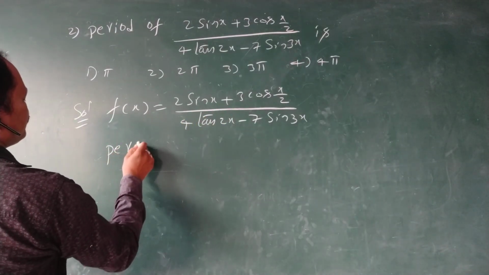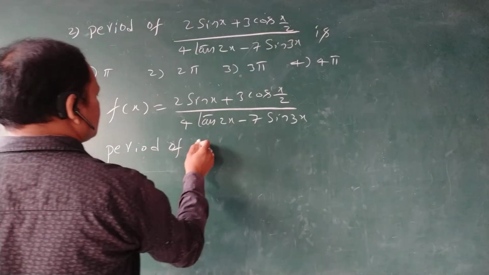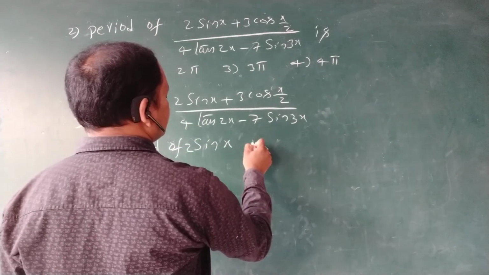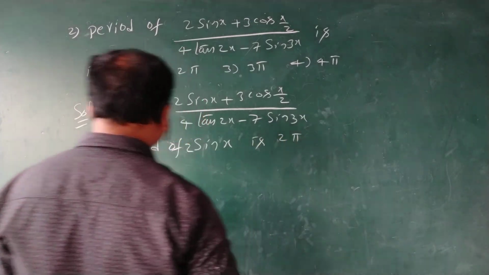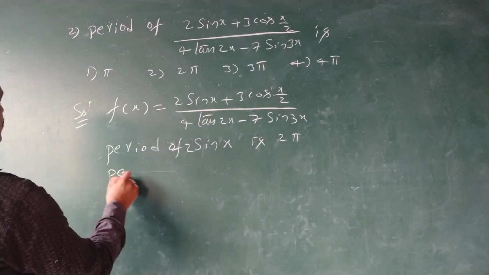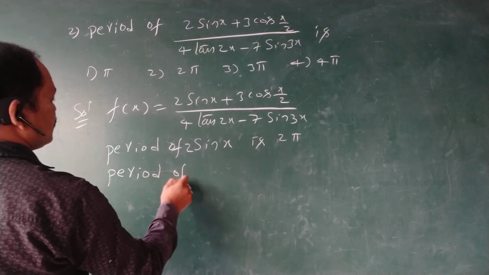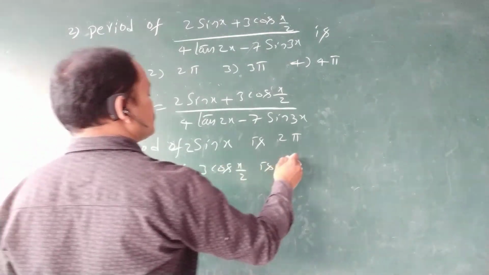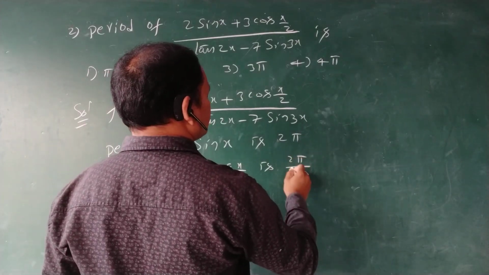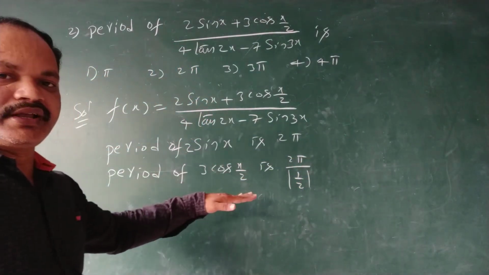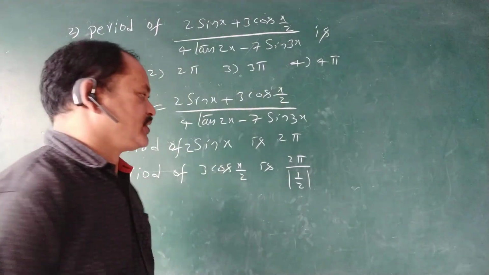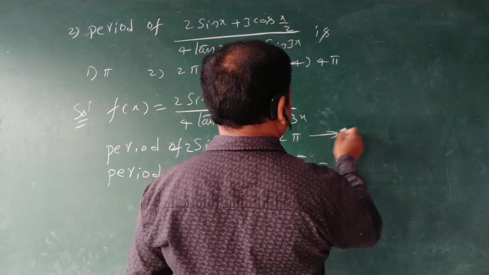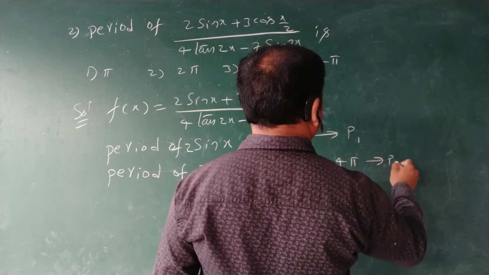Period of sin x, or 2 sin x. The period of 2 sin x is 2 pi. Next, the period of 3 cos x by 2 is 2 pi by 1 by 2. According to 2 pi by mod a, since the period of cos ax is 2 pi by mod a, from this it is 4 pi. Now this is taken as P1, this is taken as P2.